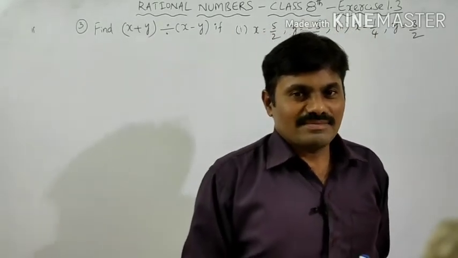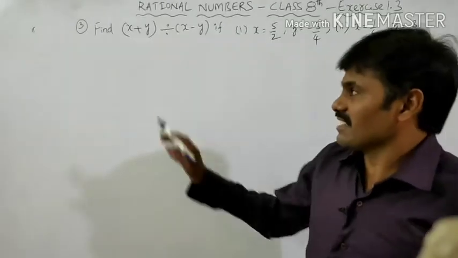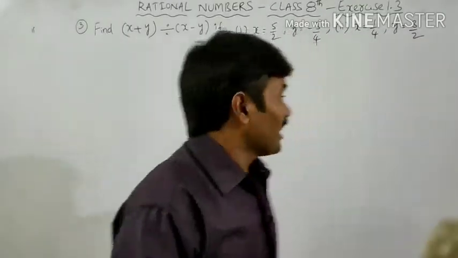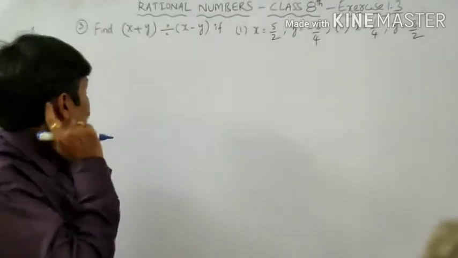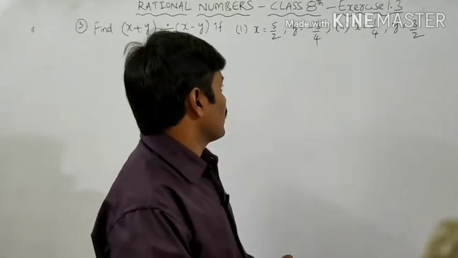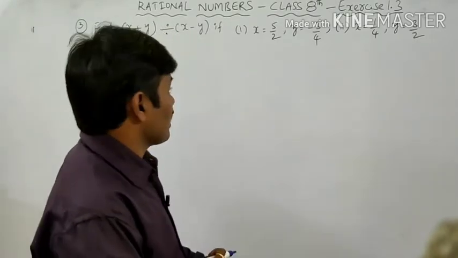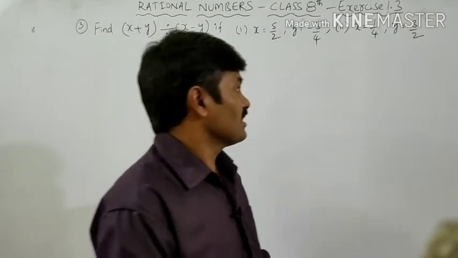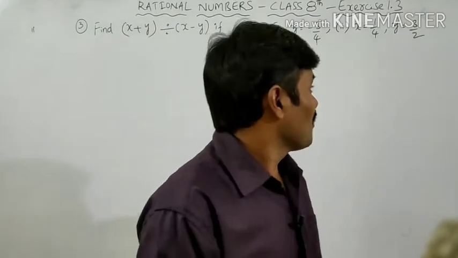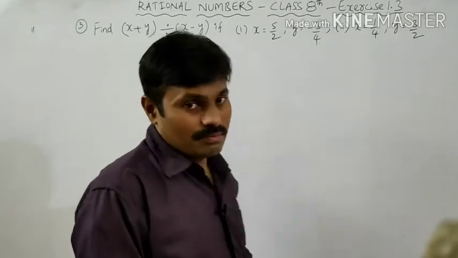Now in this session we are going to solve the next question in the same exercise, that is: find (x plus y) divided by (x minus y) if x is equal to 5 by 2 and y is equal to minus 3 by 4 in this case, and also in the second case, x is equal to 1 by 4, y is equal to 3 by 2. So we are going to solve this problem.